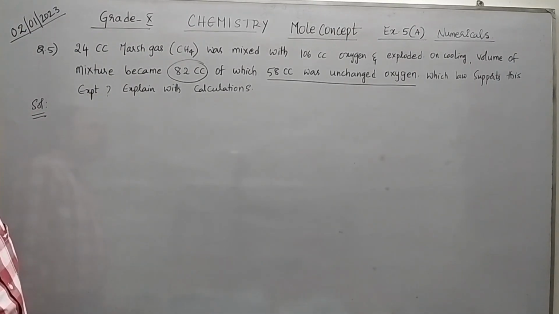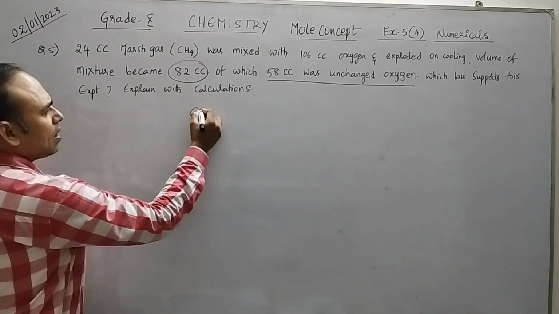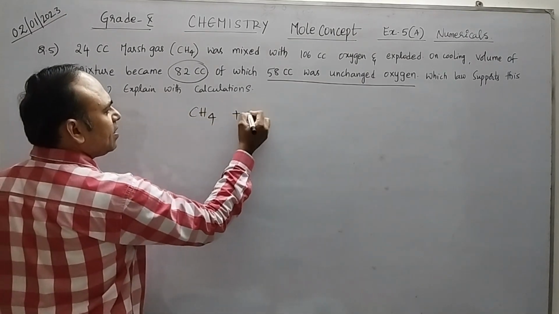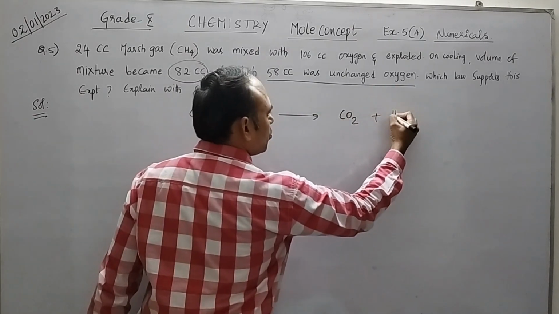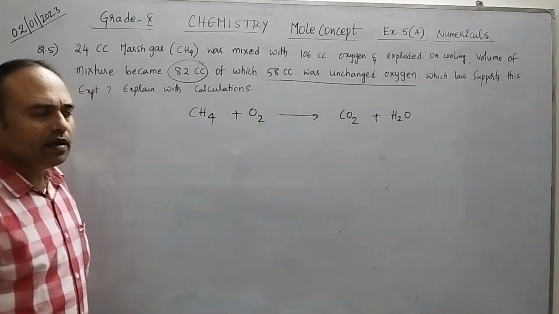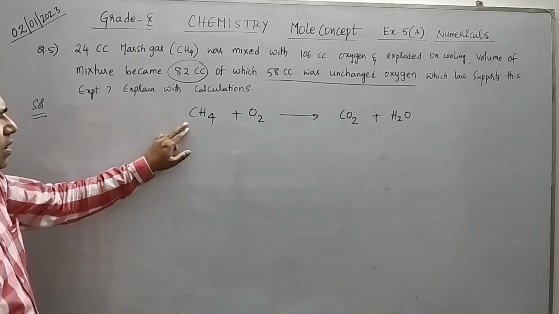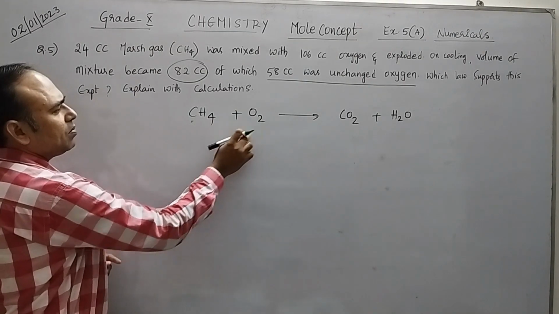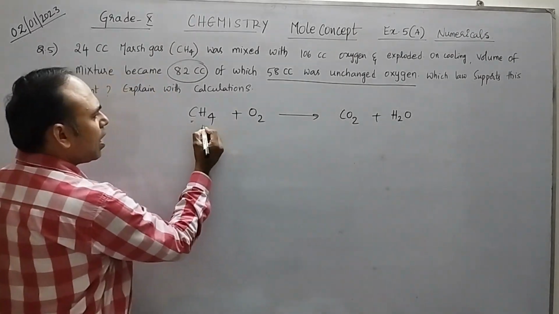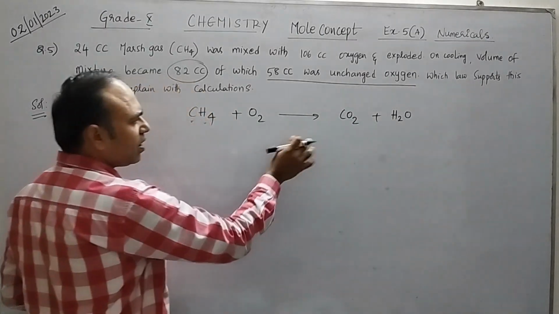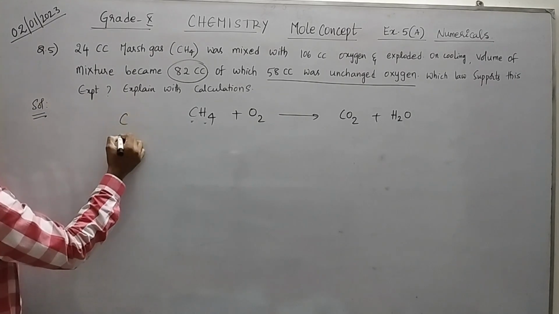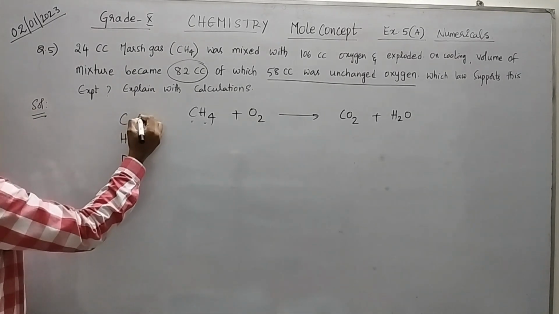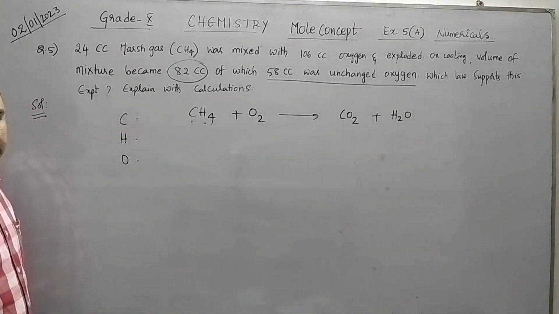Now before you start, you know that it is combustion. Combustion of methane we can write like this: CH4 plus O2 gives us CO2 plus H2O. Now I'll explain how to balance this equation. You know that carbon on combustion with oxygen gives CO2, hydrogen on combustion gives water. So I have written a skeletal equation, and now how to balance this. Always understand that you have to balance in the order of carbon, hydrogen and oxygen.